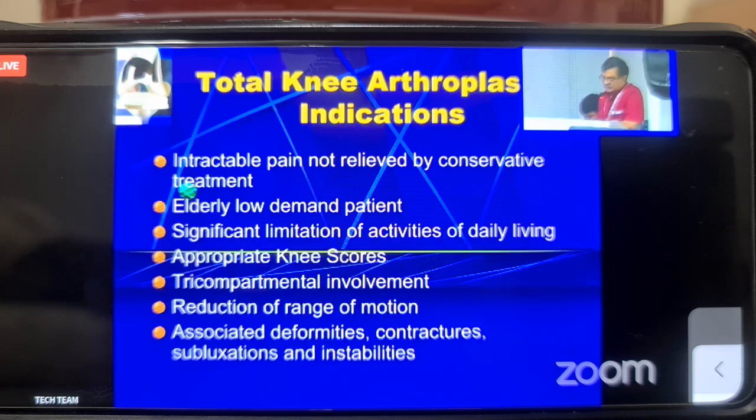It is usually better suited for the, does this work?